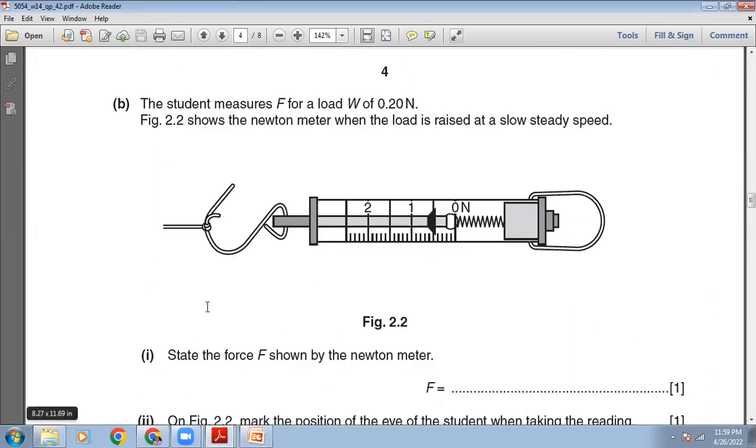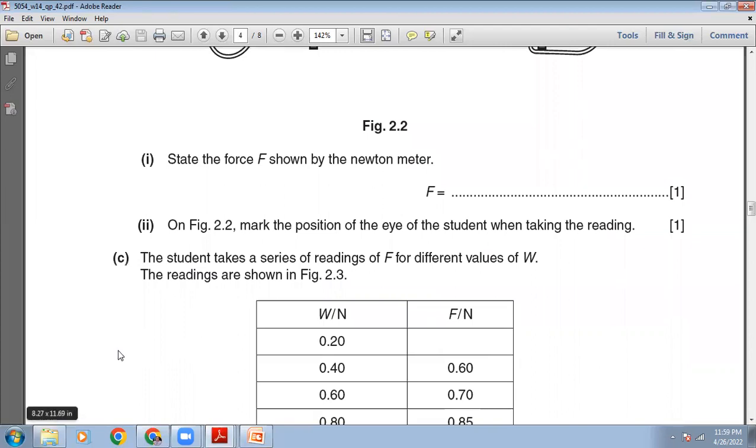Then the next question is on figure 2.2: mark the position of the eye of the student when taking the reading.